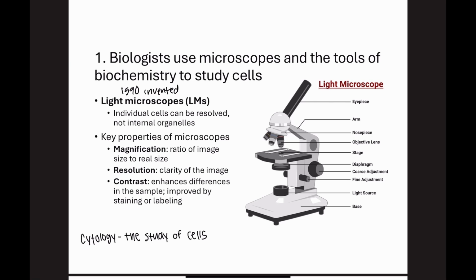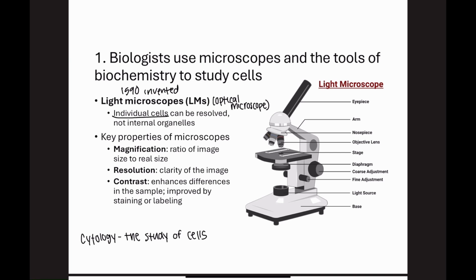So light microscopes are also known as optical microscopes, right? And light microscopes work by using visible light to magnify specimens. And these light microscopes allowed scientists to observe individual cells, such as bacteria, plant, and animal cells. But they do have limited resolution, which makes them unable to reveal the internal organelles of the cell.